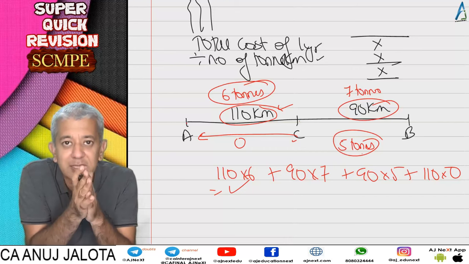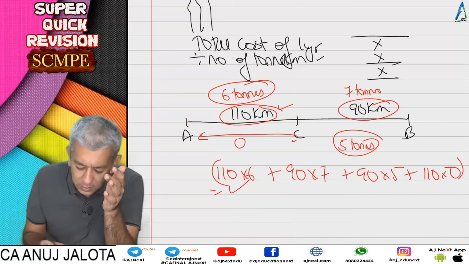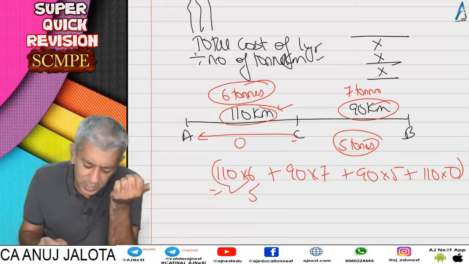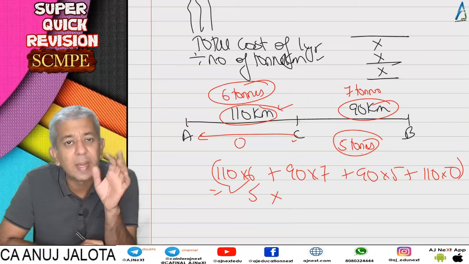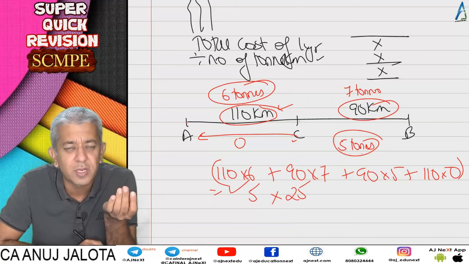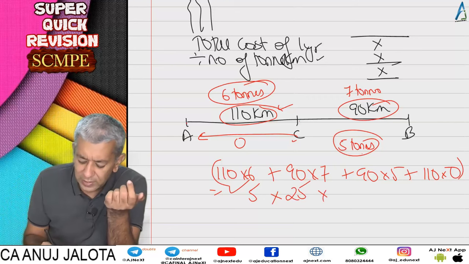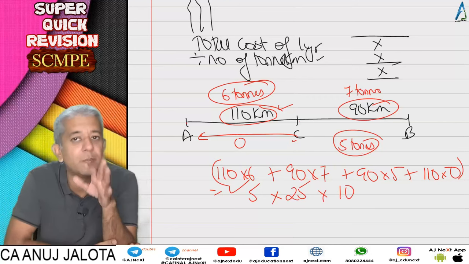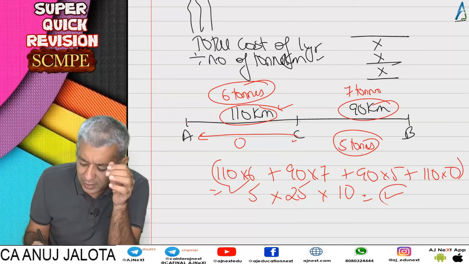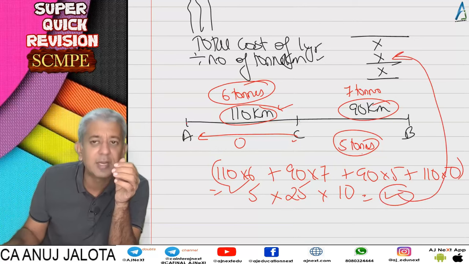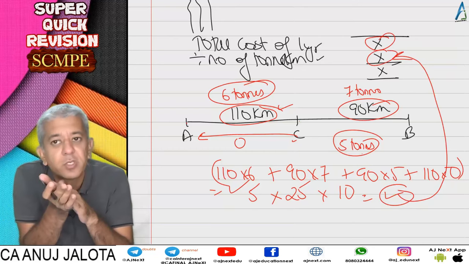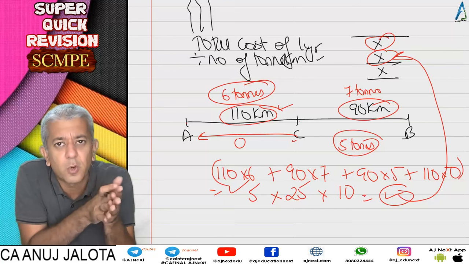Suppose now they say there are 5 trips every day. Then we'll multiply by 5. Like this, there are 25 working days in a month. You multiply by 25, this will give you number of ton kilometers in 1 month. Likewise, there are say 10 operational months because for 2 months the business is off. So we'll multiply by 10. This will give you number of ton kilometers for the entire year. Once you get total cost for 1 year and total number of ton kilometers for 1 year, please divide, and you will be able to get cost per ton kilometer.